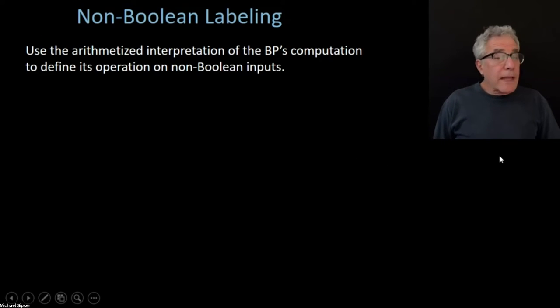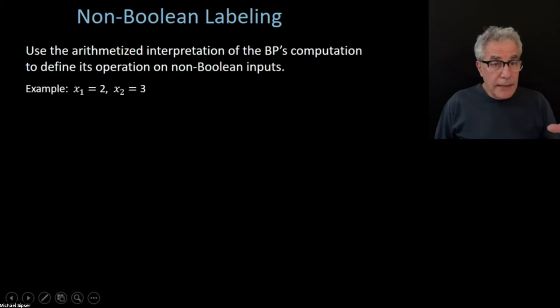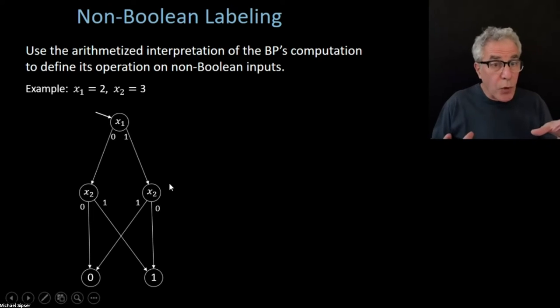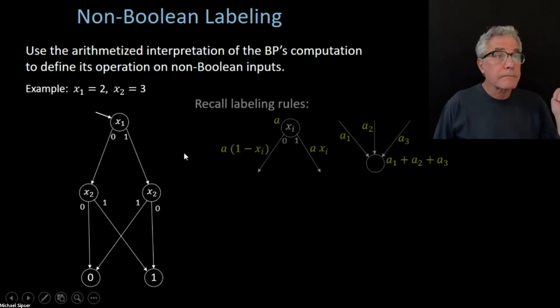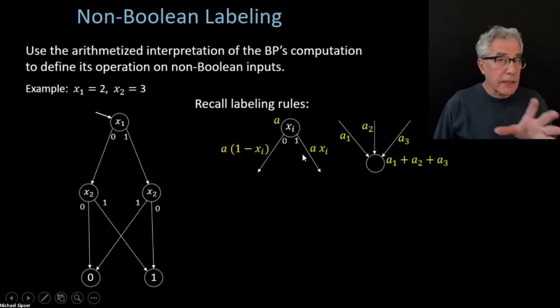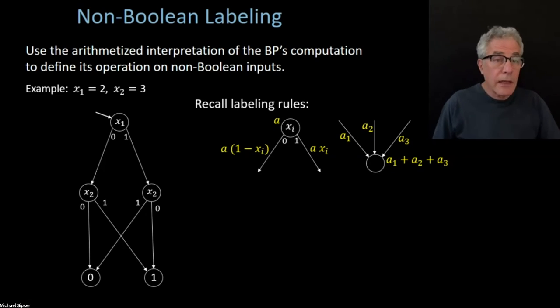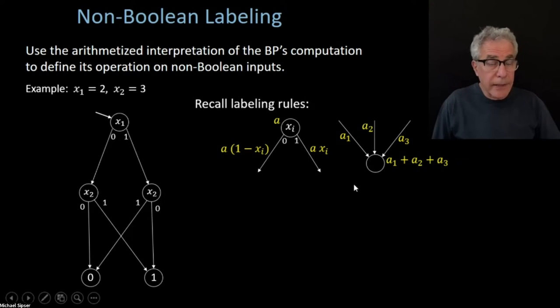So now we're going to look at that non-Boolean labeling applied to an example. Here is a very simple branching program that actually computes the exclusive OR function in the Boolean world. This is the labeling that I just developed for you, the arithmetical labeling. And we always label the start node with 1 because the path always goes through there.